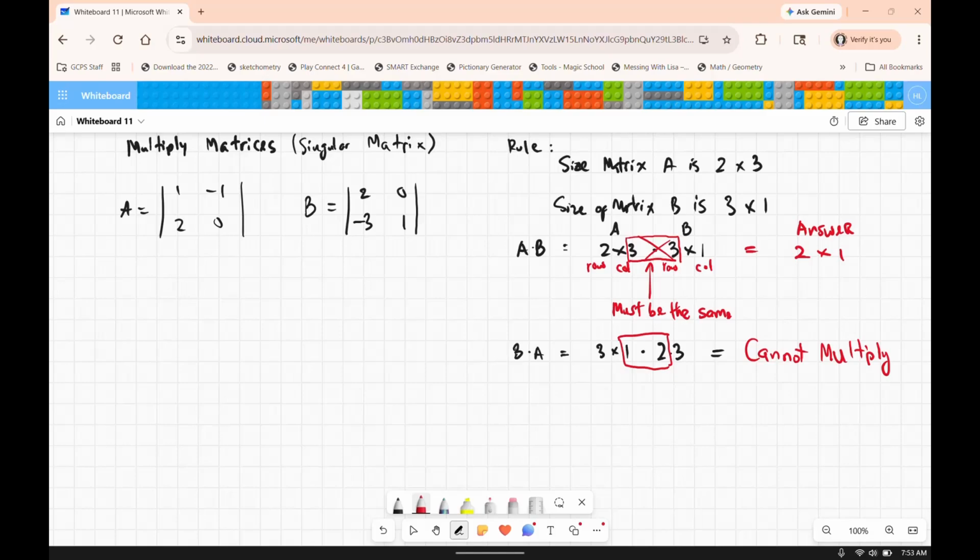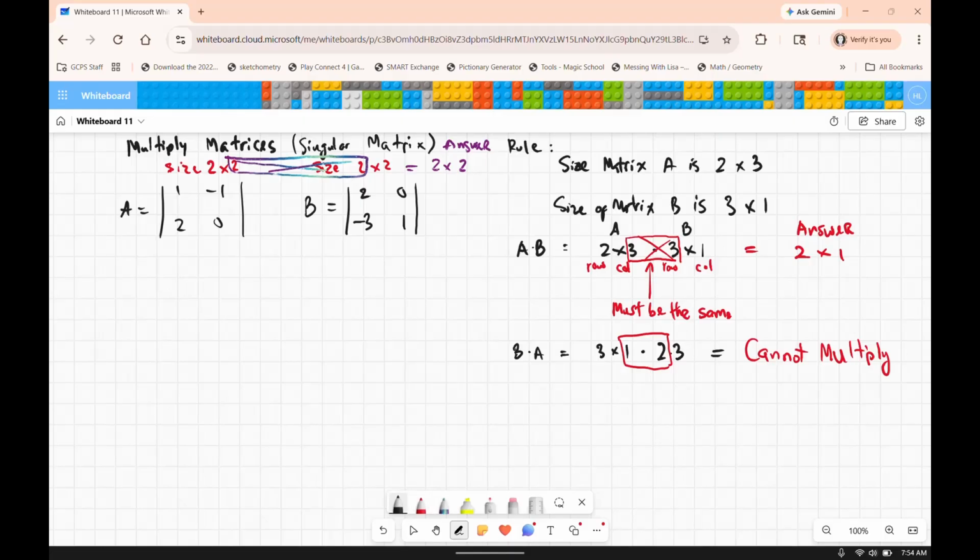Let's make sure that we have the correct size of the matrices before we multiply. In the problem that we have over here, the size of matrix A is 2 by 2, and the size of matrix B is also 2 by 2. Now if you multiply that, these two numbers need to be the same right here. The column count of the first and the row count of the second are the same, so we cross them out. The answer of your matrix is going to be 2 by 2.